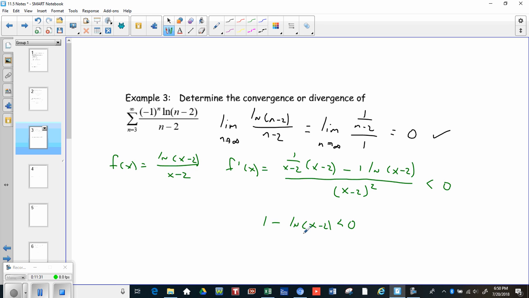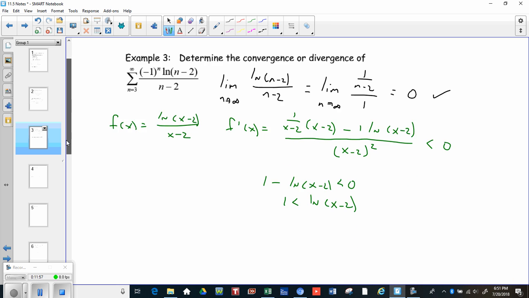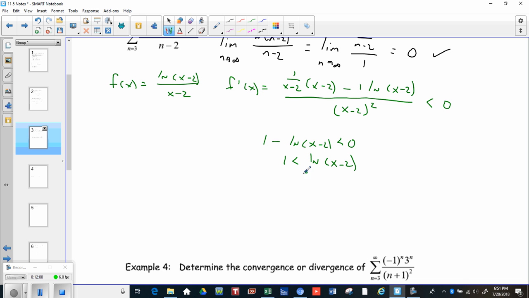All right, so algebraically I can add the natural log to the other side. Oops, not equals. 1 is less than the natural log of x minus 2. In order to solve for this x minus 2, we're going to have to use exponentiation here. So if I exponentiate, what that's going to give us here is e is less than x minus 2. And then solving for x, we're going to add 2 to both sides. So e plus 2 is less than x.